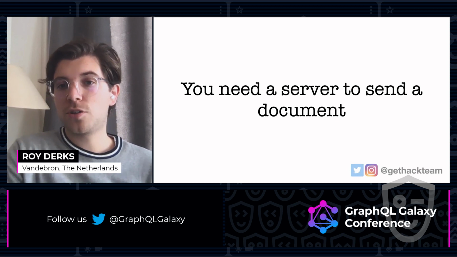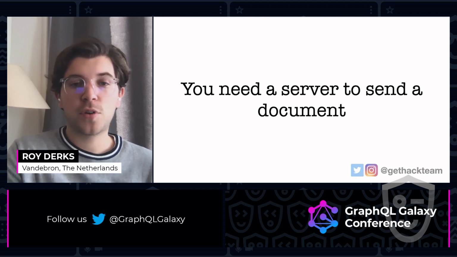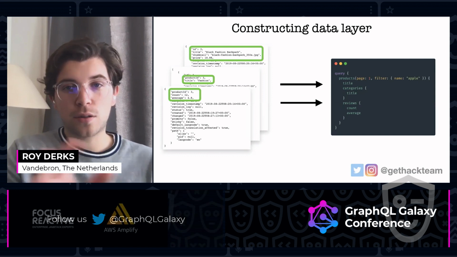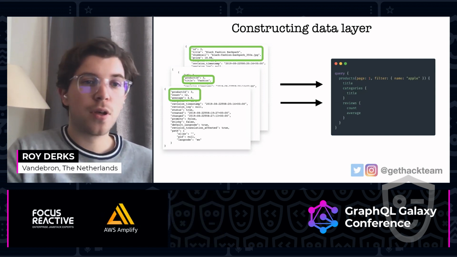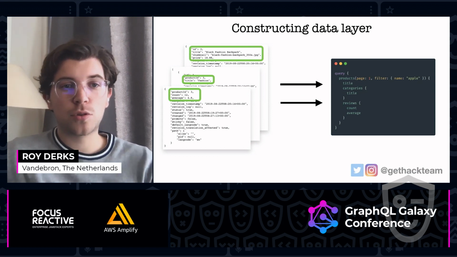Because we will need the server, otherwise we can't possibly use GraphQL operations like the query we saw before to get our data. And constructing the data layer, like I told you, it's exactly the other way around. So we have our data as a starting point, and we will end up with a server that can accept documents, and that will retrieve our data in the end.